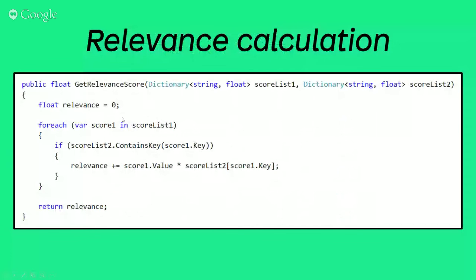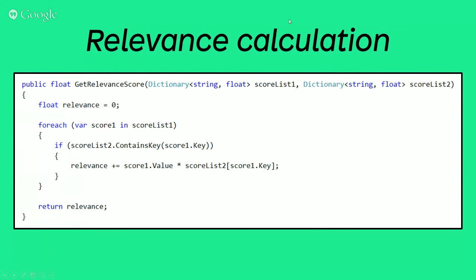So this is how we do the calculation. We pass in 2 dictionaries of key value pairs, string and float. Notice that I'm not using the actual profile key objects. I'm using dictionaries of string floats. There's a reason for that, and I'll come back to it later.